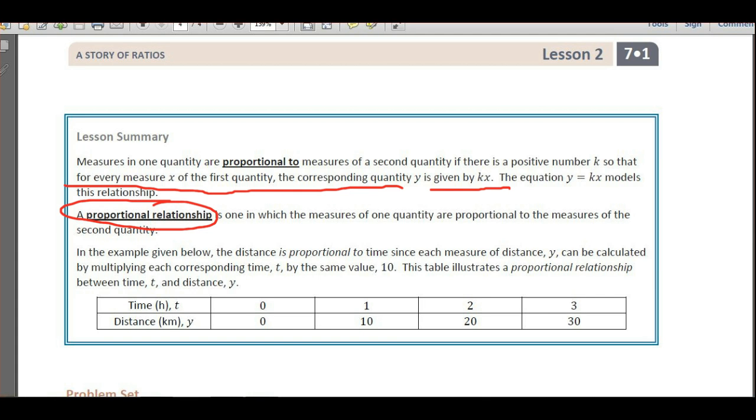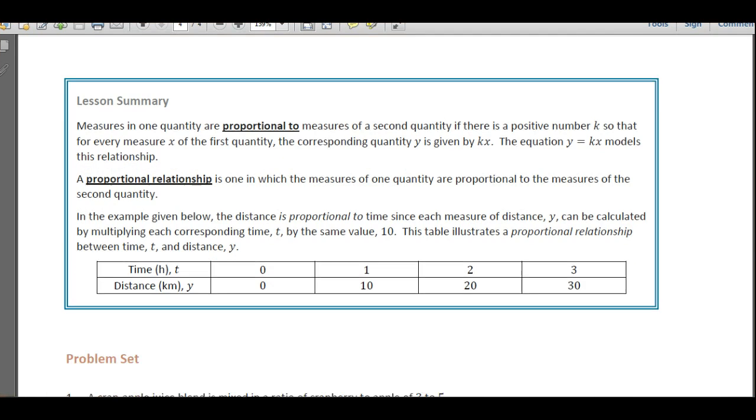In the example given below, just reading along here, the distance is proportional to time since each measure of distance y can be calculated by multiplying each corresponding time t by the same value 10. And this table here illustrates a proportional relationship between time t and distance y. You can see that right here: 0 times 10 is 0, 1 times 10 is 10, 2 times 10 is 20, 3 times 10 is 30. So we have a proportional relationship there.